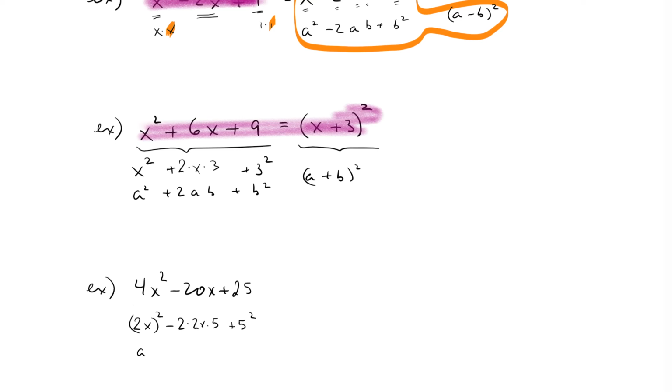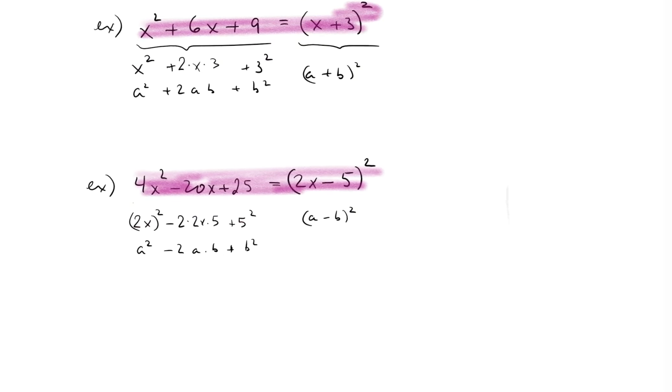So that means I'm in a situation where I've got a squared minus 2 times a times b plus b squared. So I know that this is going to give me (a minus b) squared. So that's going to give me 2x, which is my a, minus the b, which is 5, squared. So once again, I would only write this part in my solution, but what's below is all that's happening in my head to get to the answer.